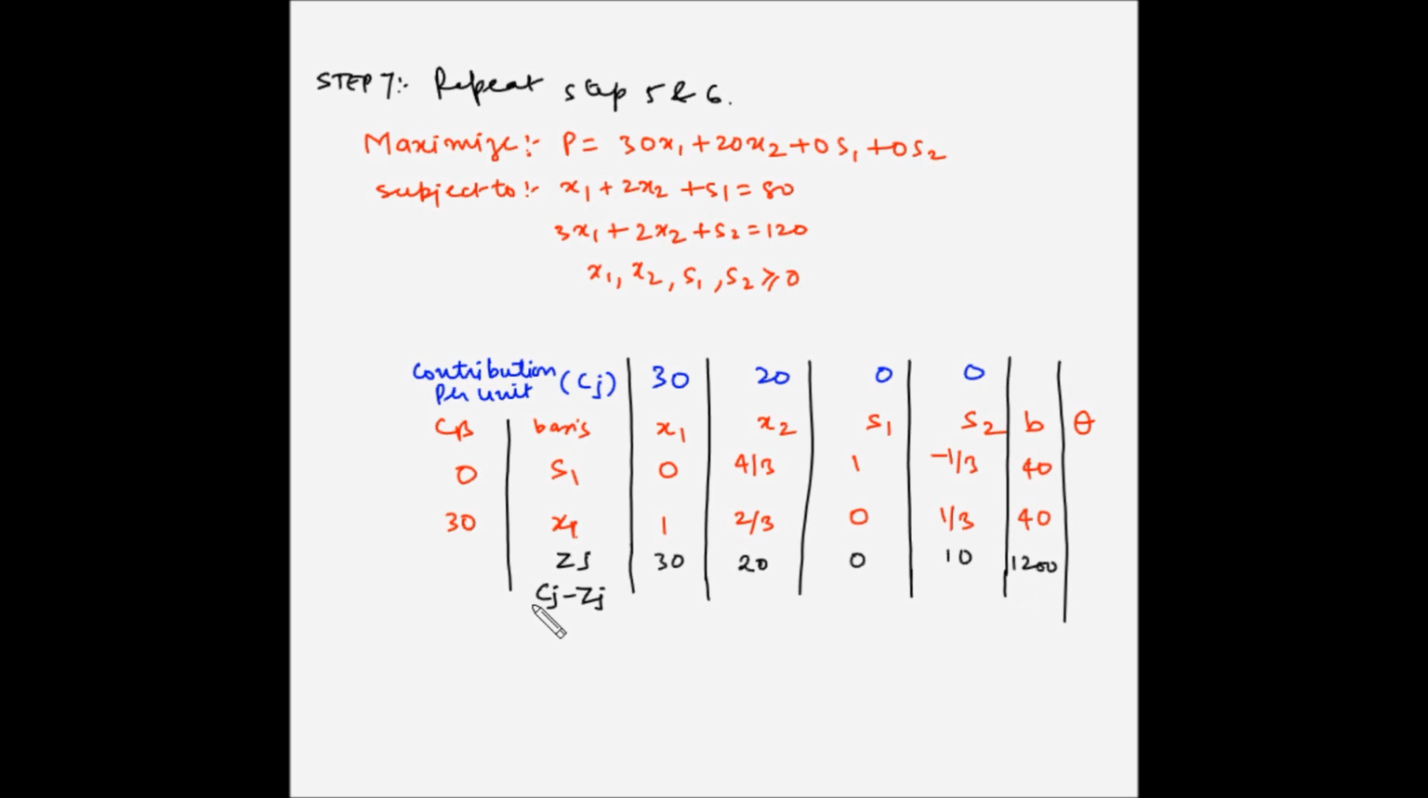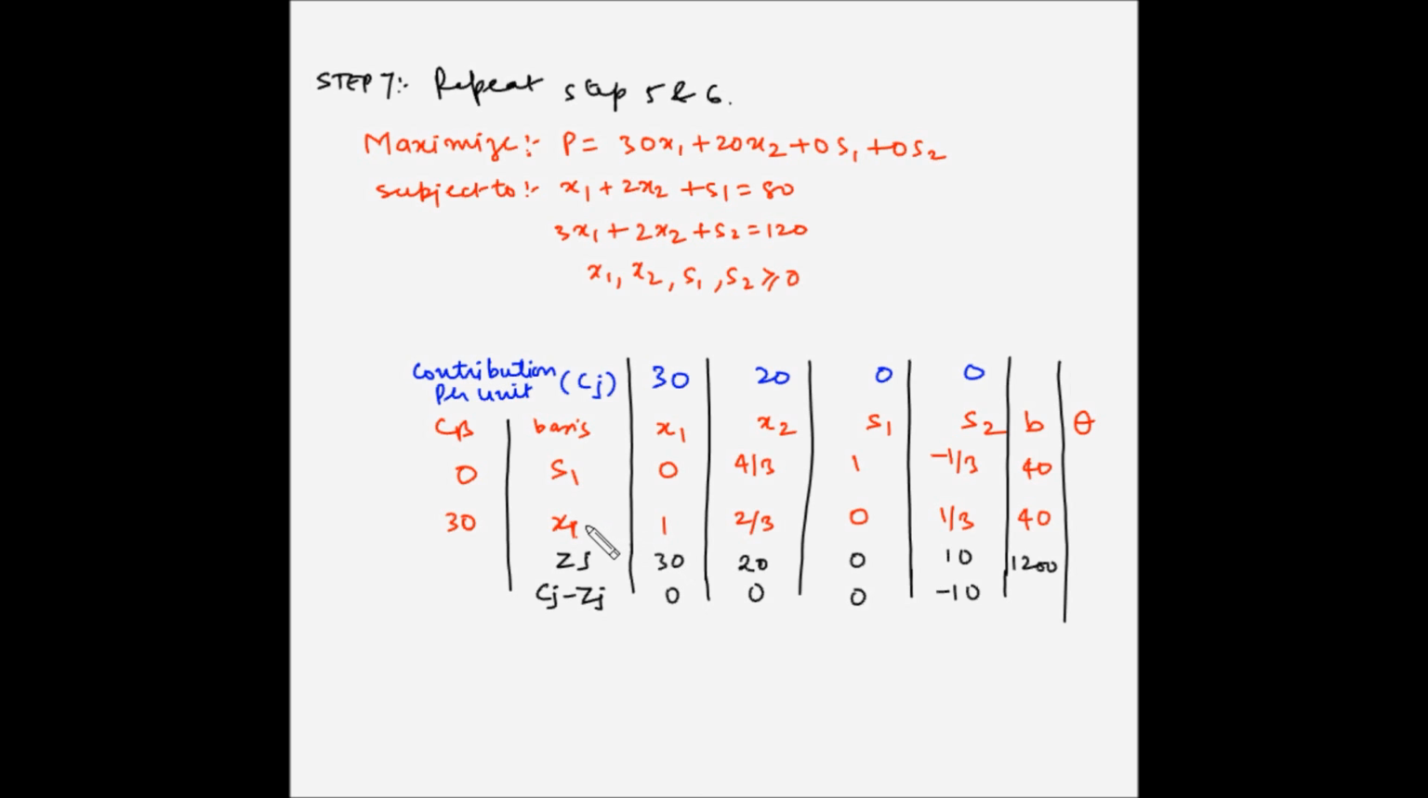Now let's find the value of Cj minus Zj. So 30 minus 30 is 0. 20 minus 20 is 0. 0 minus 0 is 0. 0 minus 10 is minus 10. So here, as we can see, the value of Cj minus Zj are either 0 or negative. So this is the optimal solution because we can't further improve the profit.